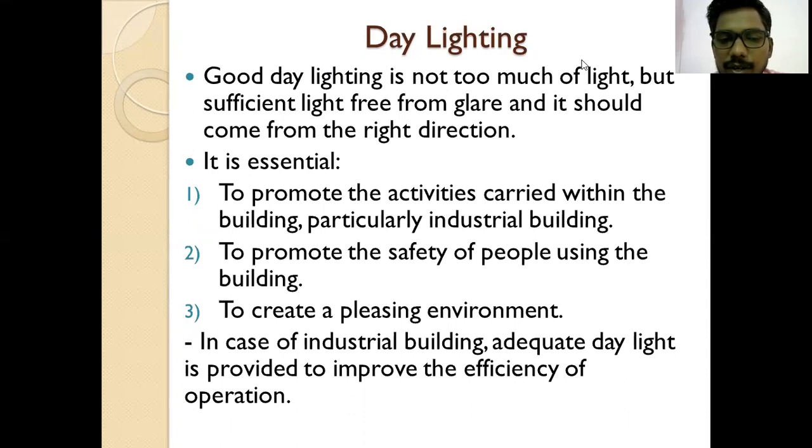Along with this, it promotes the safety of people using the building, to avoid accidents and those things. Proper daylighting is required in a particular room as well as in a building or structure. And if we have a sufficient amount of daylighting, then it will create a pleasing environment also. So you will get freshness and all those things.